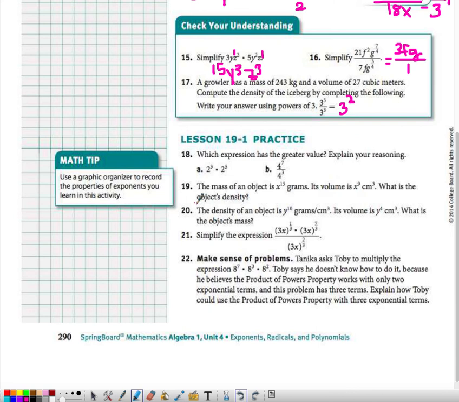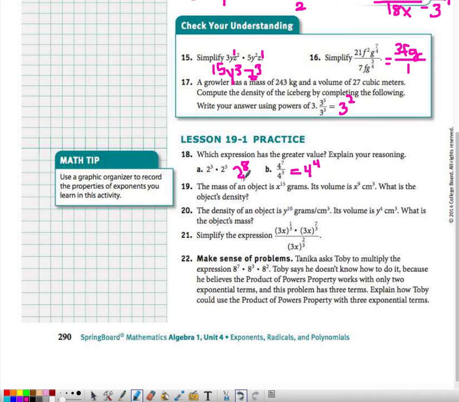Alright, and then for the lesson practice, again, pause your video and then try these, and then come back and check your work. Alright, so which expression has a greater value? Explain your reasoning. So 2 to the 3rd times 2 to the 5th would become 2 to the 8th. And 4 to the 7th divided by 4 to the 3rd would become 4 to the 4th.